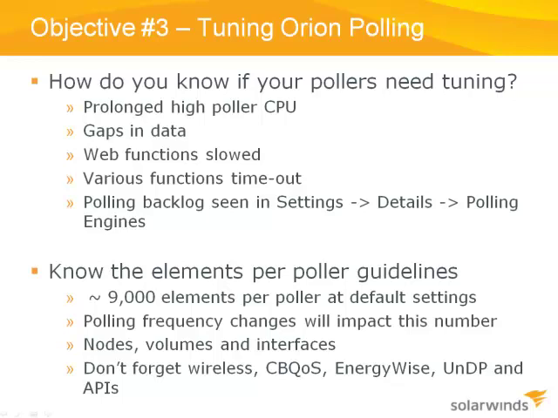Next we're going to talk about tuning Orion polling. Specifically, how do you know if you're running into problems and when you need a new poller, those kinds of things. So, Brandon, this is one of the questions that I know we get a lot. I know support gets this a lot. How do they know if their pollers need tuning? There's a couple different methods to diagnose that. The first of which is on the Orion server. It's normal to see during a polling cycle the CPU spike up for a short period of time and then level back out.